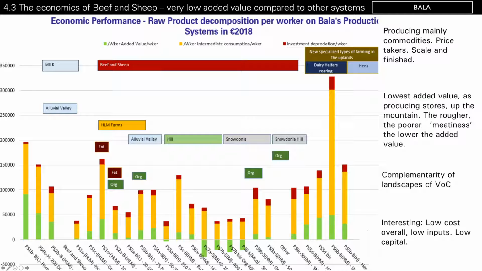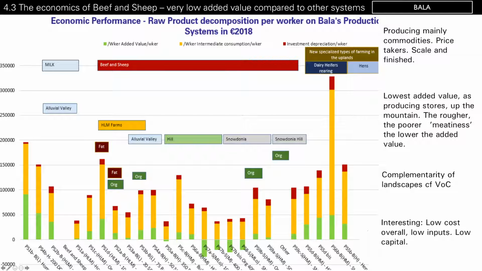The ones that can escape this are the ones producing on a big scale, that have a preferred relationship with retailers, or the finishers. They have a low added value. That means they don't have a big economic creation, and this can get even lower as you climb up, as you get into rougher conditions. But on the rougher conditions, you will not be able to do anything else than beef and sheep.